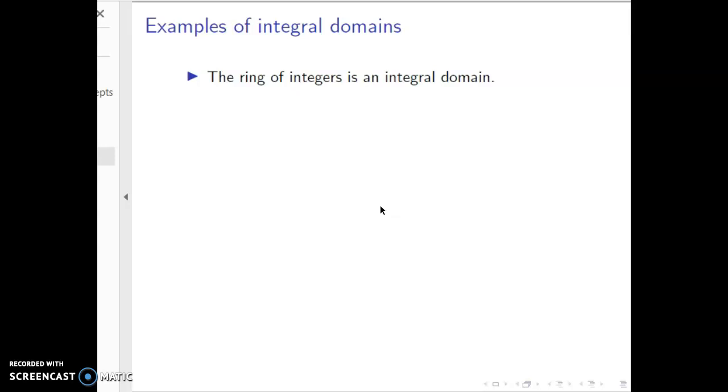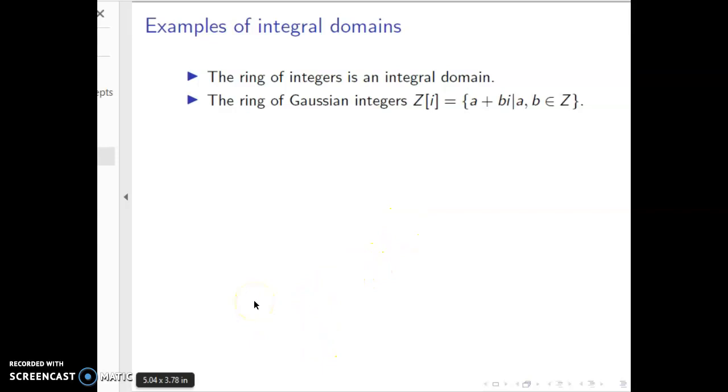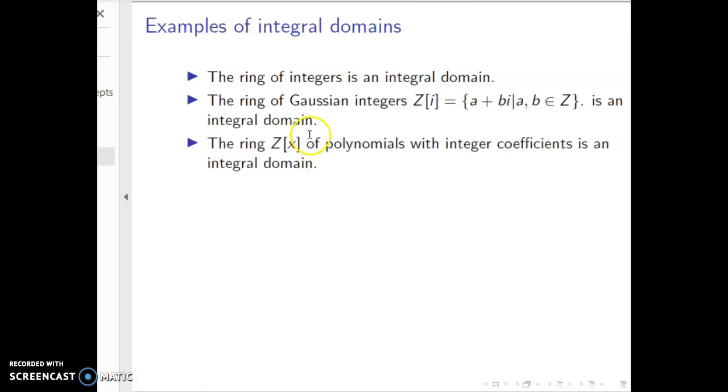Let's discuss a few examples of integral domains. We are going to look at a few examples, both of sets which are integral domains and which are not integral domains. First, we are going to talk about the ring of integers. That is an integral domain. Next, we talk about the ring of Gaussian integers. The ring of Gaussian integers is the set of all numbers of the form a plus bi, where a and b are integers. That is also an integral domain.